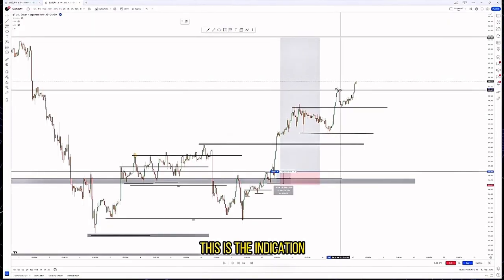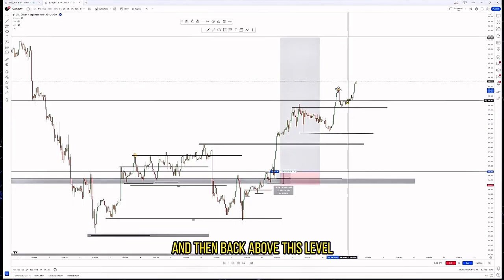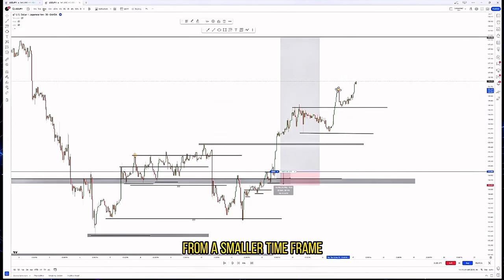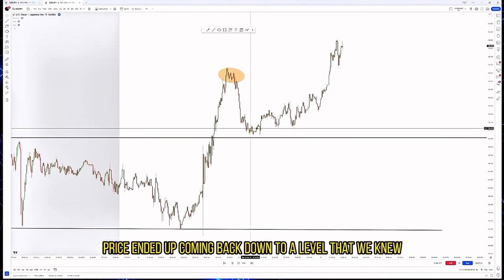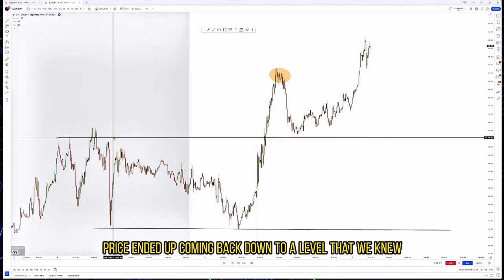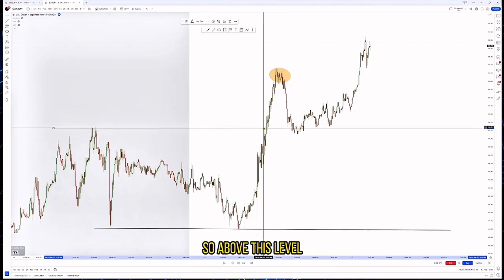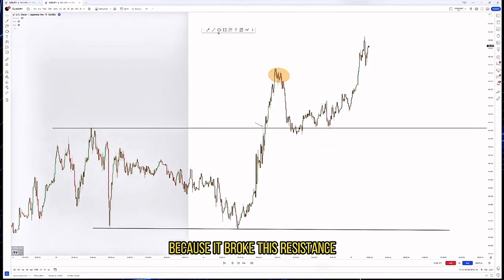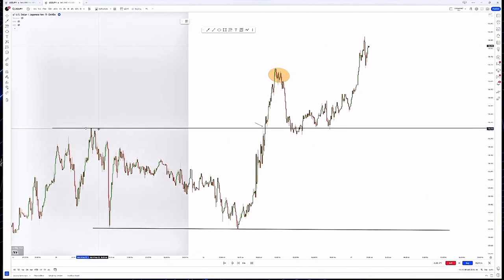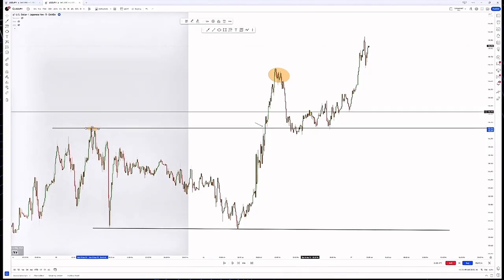This is the indication. The correction came in, and then back above this level, you would have been breaking it down from a smaller time frame, which I will do in this video. As you can see, price ended up coming back down to a level that we knew, price above this level, it will buy. So above this level, because it broke this resistance, it was going to do the same thing. So back above this level, we have price make a high for us.